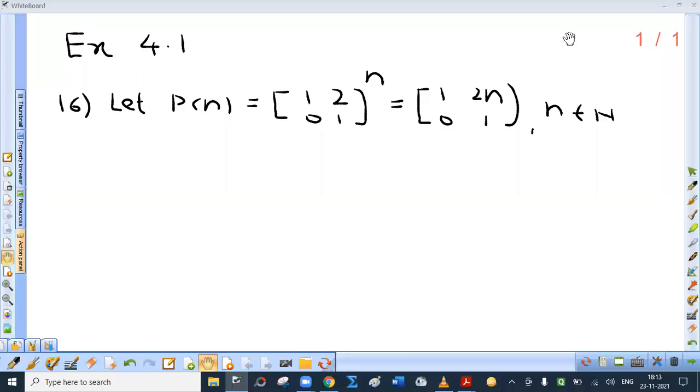The last one from this exercise: prove by method of induction that nth power of matrix 1, 2, 0, 1 equal to which matrix? 1, 2n, 0, 1, where n is a natural number. We begin with, let Pn be the given statement.